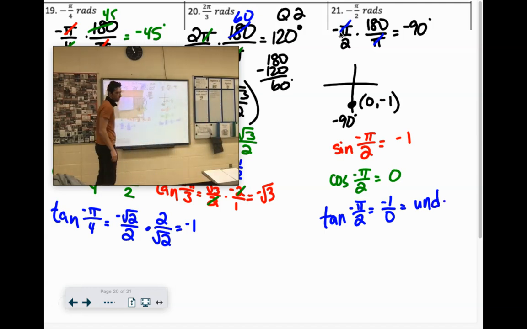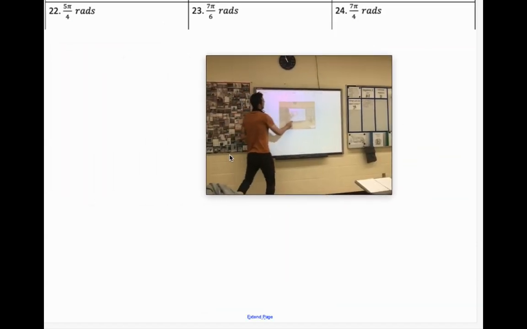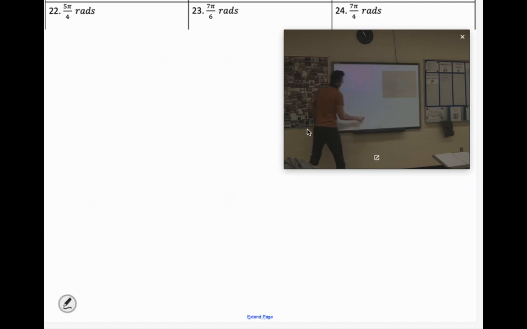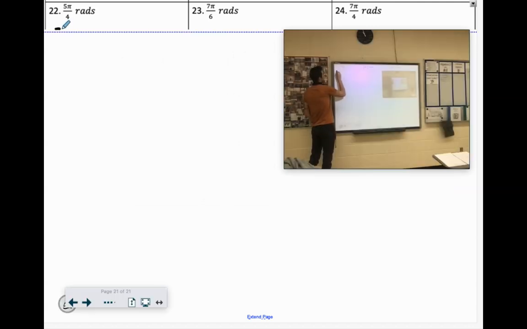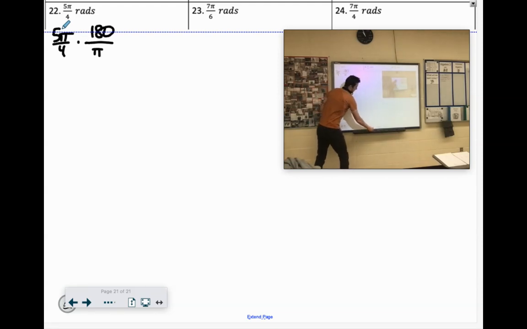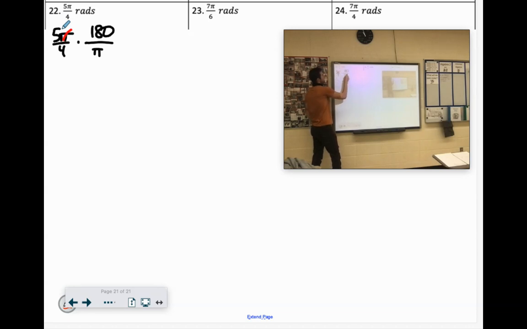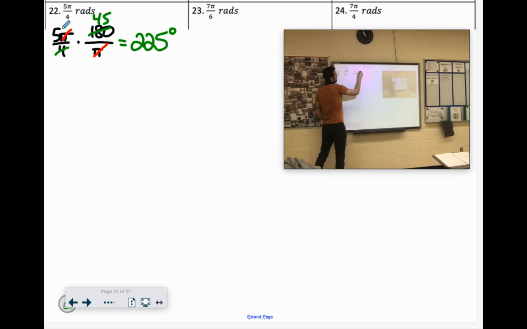We got 3 more. Oh yeah, and those are fun ones too. 5 pi over 4 radians. Let's get the degrees here. 5 pi over 4 times 180 over pi. Oh goodness, I get so bothered when those lines show up. Pi's gone. 180 divided by 4 would be 45. So 5 times 45 is 225 degrees.